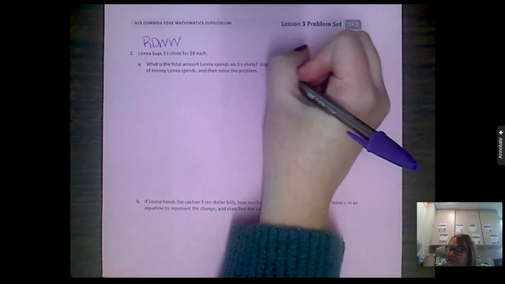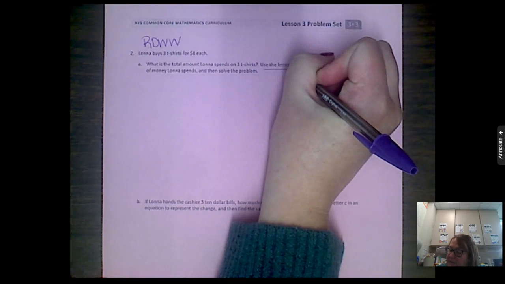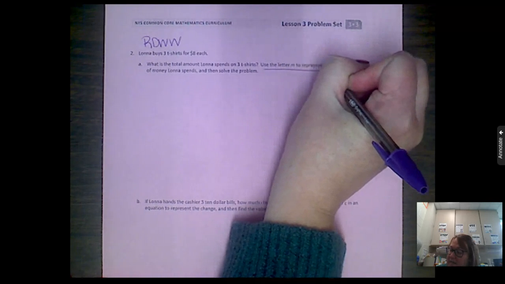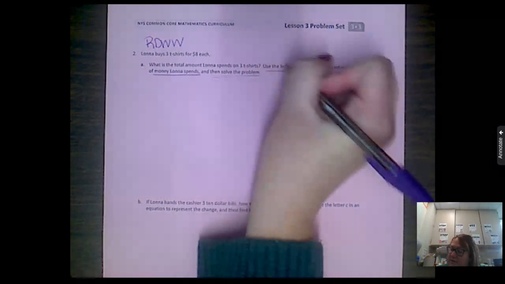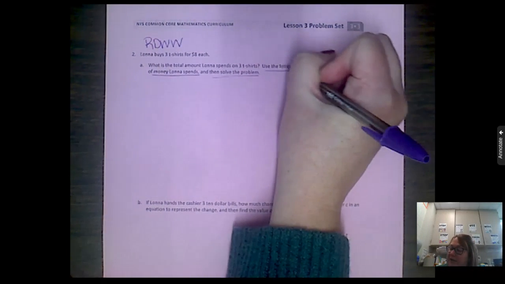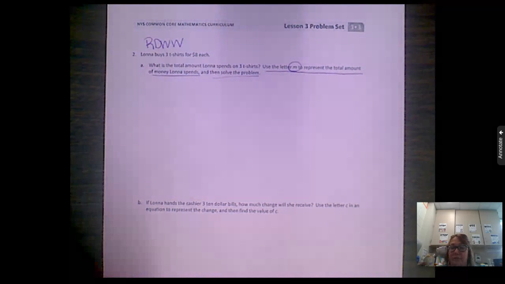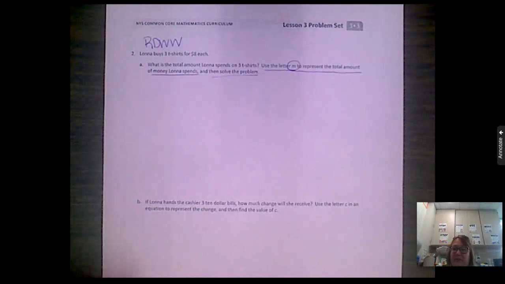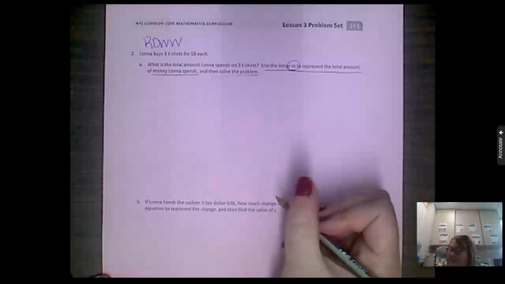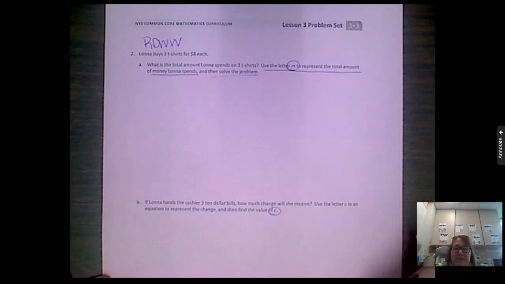The directions say to use the letter M to represent the total amount of money Lana spends and then solve. So we're using the letter M. We're doing like we did on the front where we write our equation or our number sentence. Instead of giving our answer, we want to use the letter M. If you're working on your own, make sure you're doing that. And the same thing below, you're using the letter C in your equation and then solving for C.